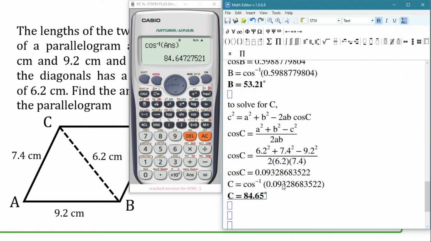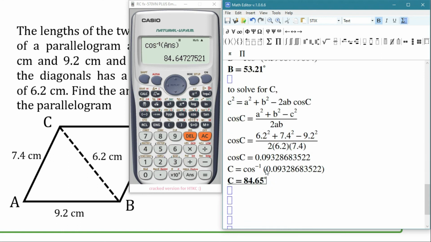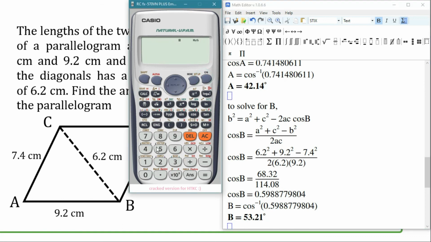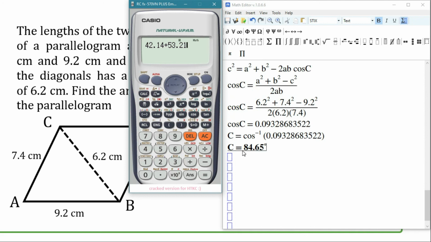Okay. Now, to double check, ang gagawin natin, pagpa-plusin naman natin yung tatlo. So, we have 42.14 plus 53.21, which is angle B, and then angle C is equivalent to 84.65, which is indeed equivalent to 180 degrees, na kung saan ang concept natin is that the sum of the angles of any triangle is equivalent to 180 degrees. Okay? But have we answered the question to the problem?